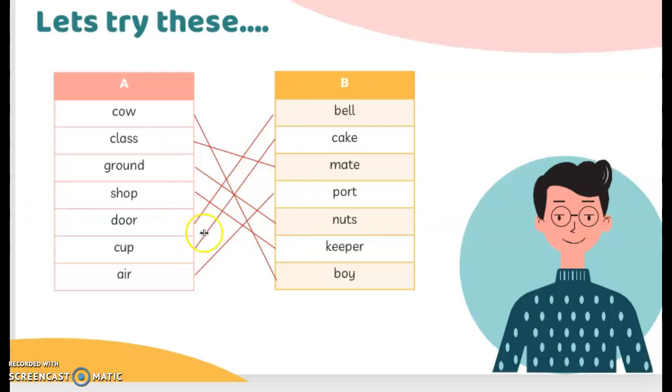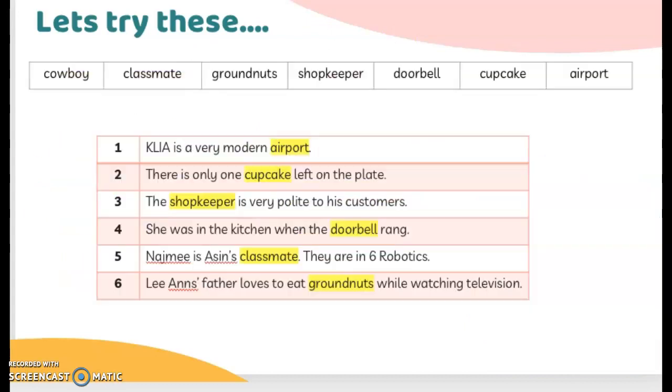Okay, so after you have matched these two, you are going to complete this sentence with the correct compound noun. So this one too can be found in your textbook, okay? So if you look at the words given to you, there are 1, 2, 3, 4, 5, 6, 7 words altogether, right? So the first one, KLIA, is a very modern airport, okay?